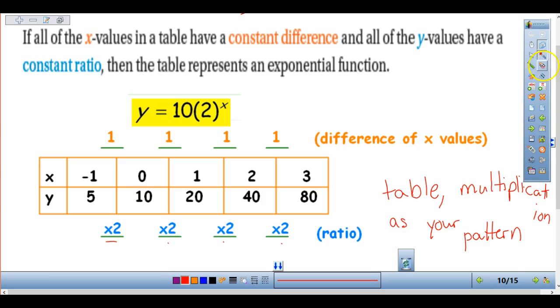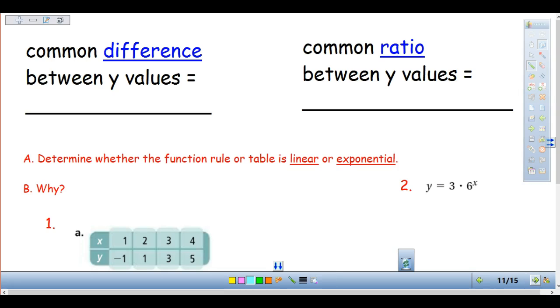The special name for that, as you notice, is a ratio. When we did sequences before, we looked at common difference. Now we're going to be looking at the constant ratio. So that's going to be key now. We're going to be looking at the constant ratio versus the difference. And so we were looking for multiplying. So a common difference between y values is where you are adding or subtracting, and a ratio is when you're going to be multiplying.